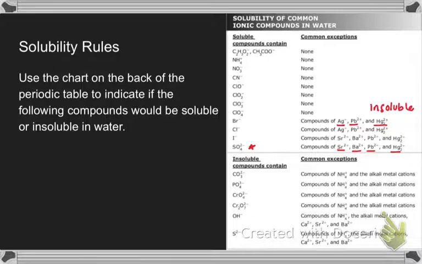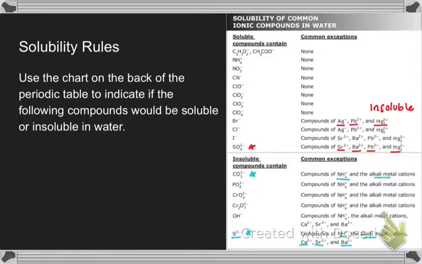On the bottom here, we see the ions that are normally insoluble, and those also come with exceptions. So carbonate is normally insoluble, except when it's bound to ammonium or the alkali metals. And the alkali metals will typically make things dissolve simply because they're so reactive. Sulfide, for example, here is normally insoluble, except when it's with ammonium, the alkali metals, calcium, strontium, and barium.